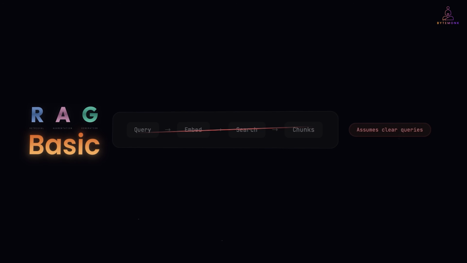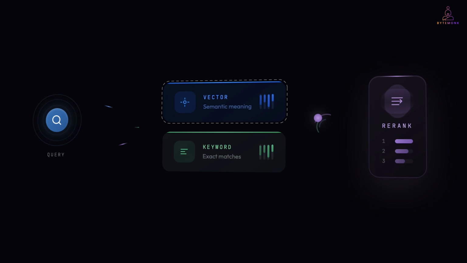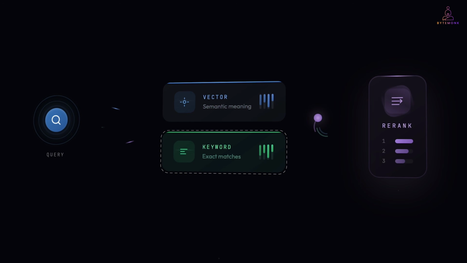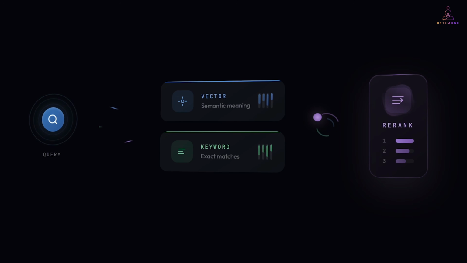Sometimes, one query actually needs information from multiple places. And this is where hybrid search comes in. Instead of just vector similarity, you combine it with keyword search. Vector search is great for meaning, but keyword search catches exact matches that vectors might miss. Things like product names, error codes, specific terms. Most production systems today use both, and then re-rank the combined results to surface the most relevant chunks.